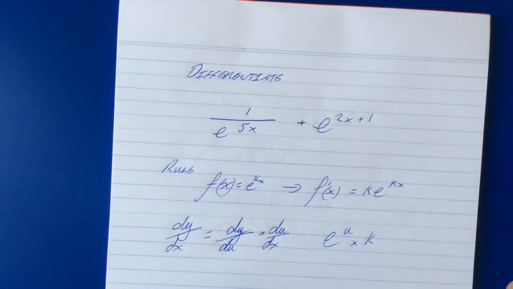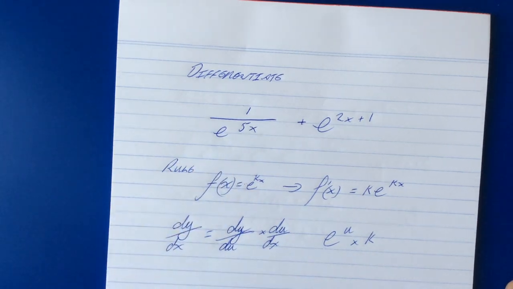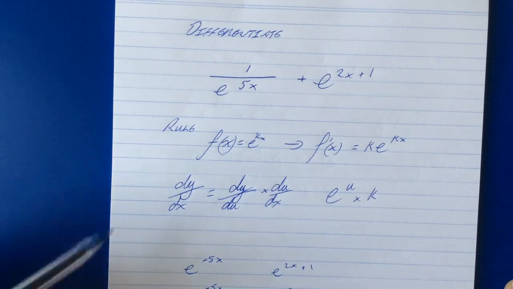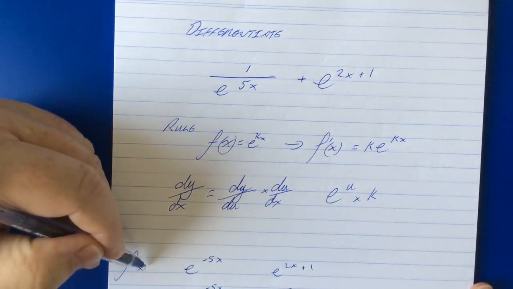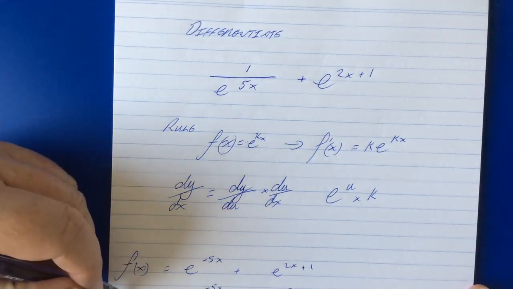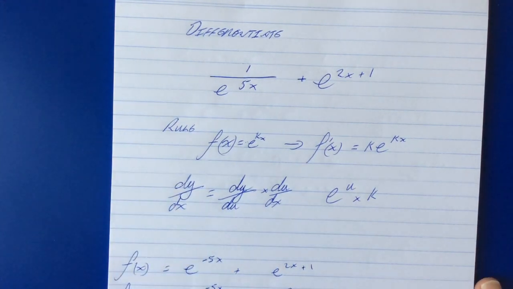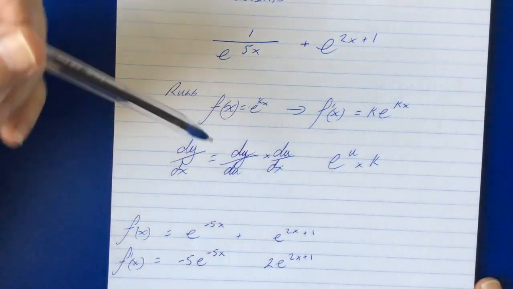So one of the first things I'm going to do is rewrite this in a form in which it's easier to work with, and I have done this here. So we have the function of x is equal to e to the negative 5x plus e to the 2x plus 1. Okay, now applying the rules, this becomes very, very simple. So just give me a moment to write something in here, and this is what we get.